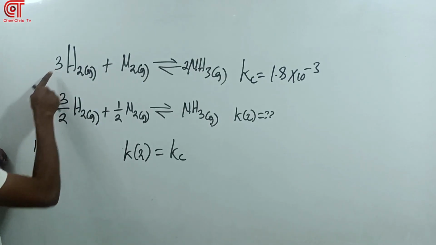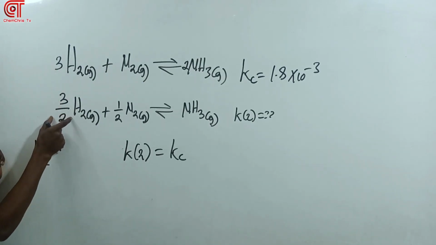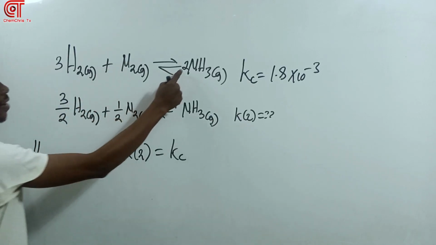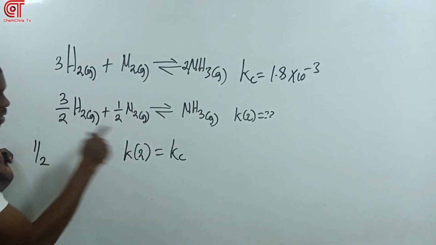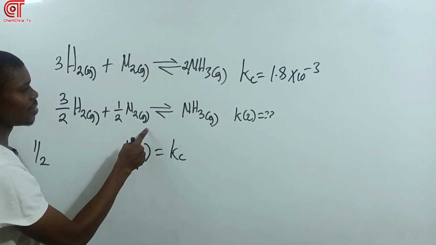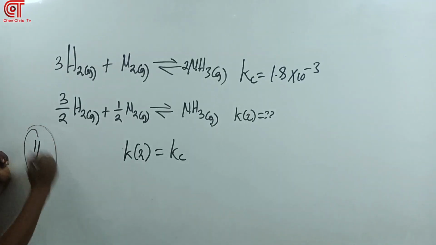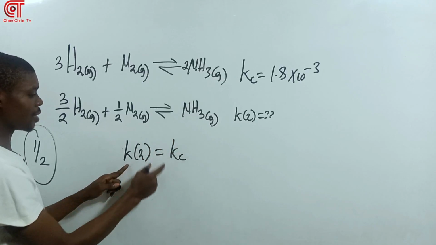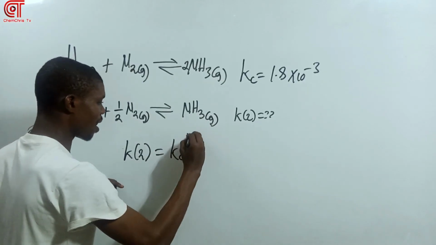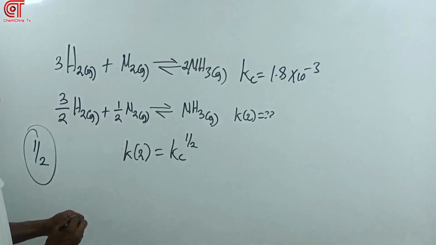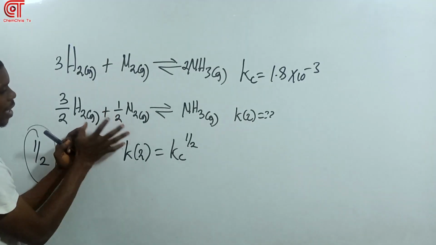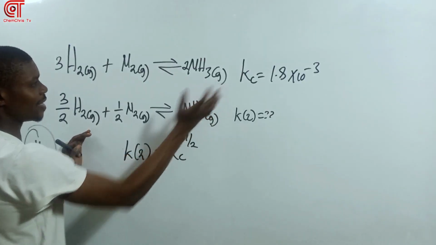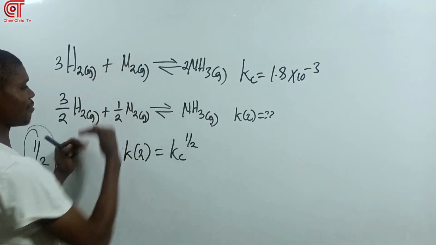Because half times three, this is what you are going to get here. Then half times one, this is what you got here. Half times two, this is what you got here. In the sense that this one is different from this one due to a half. So to get the Kc for this second reaction, it is going to be Kc raised to the power of a half. That is for you to get this one here: the Kc of this one is going to be the Kc of this one raised to a half, because the difference is a half.